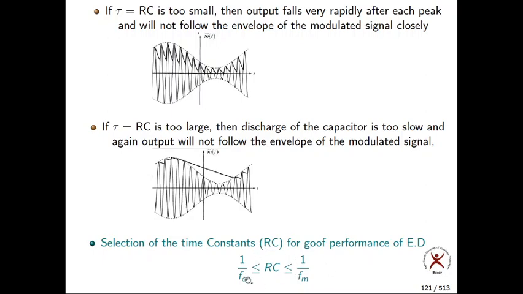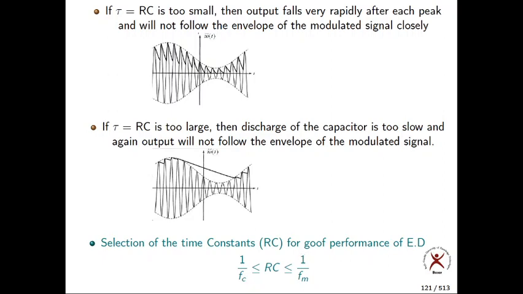So you have to choose an optimum time constant RC, that is between 1 by FC and 1 by FM. If you choose between these two, you don't get these two problems. You can avoid these two problems by choosing an optimum time constant between 1 by FC and 1 by FM, for better performance of the ED.